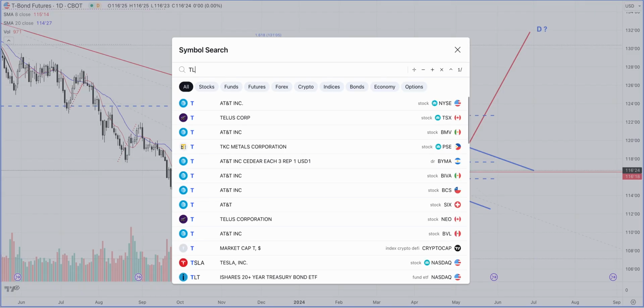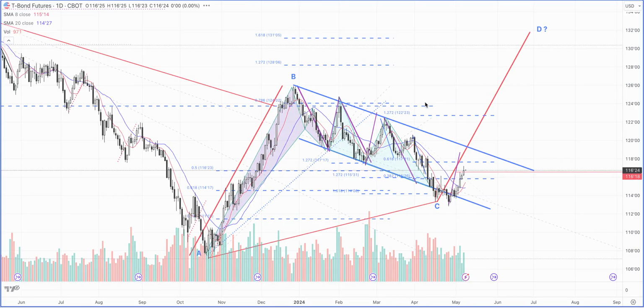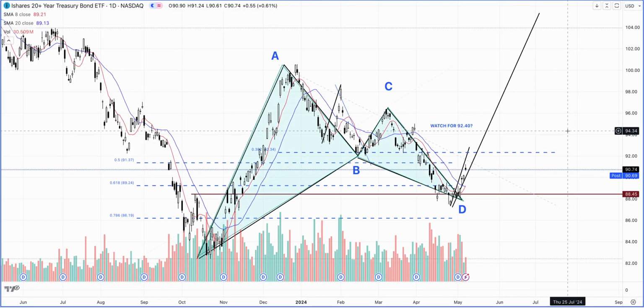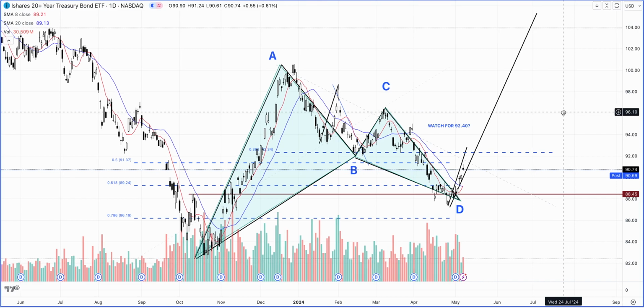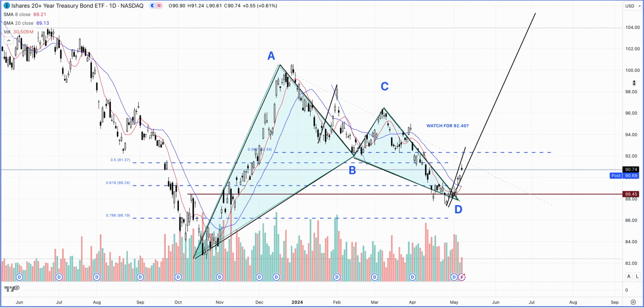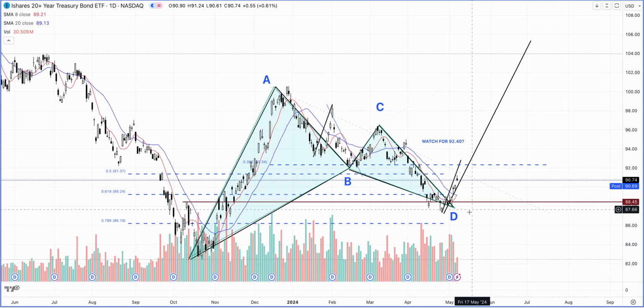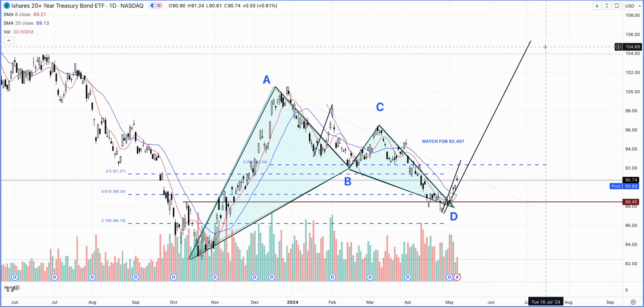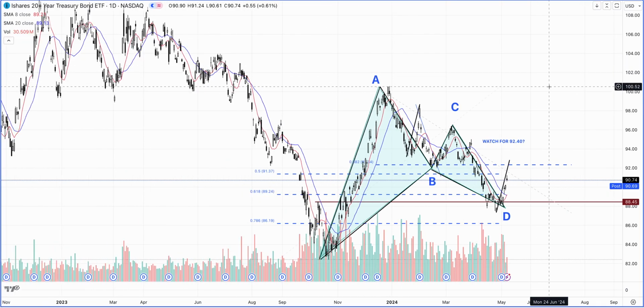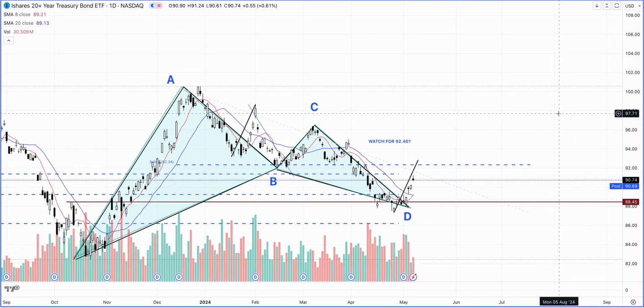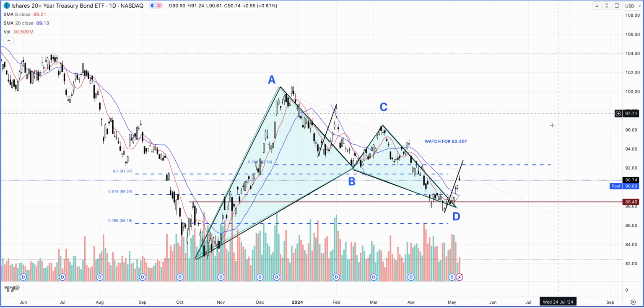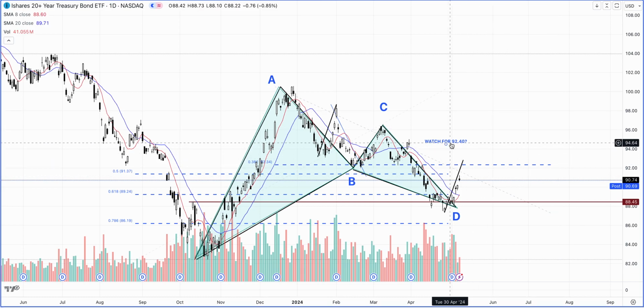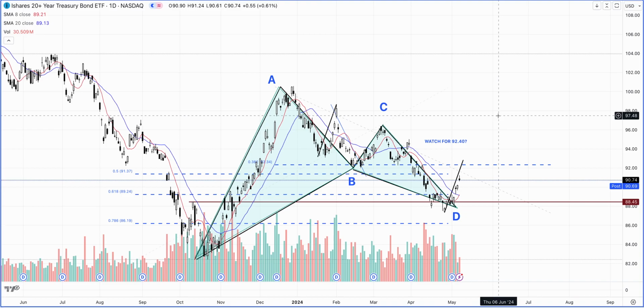And then if we take a look at the TLT, this is the iShares ETF for 20 plus year duration treasury bonds. We see a similar kind of pattern to the 30-year. And here, there's a possibility that we might be in this leg higher, and we can go quite a lot higher, but still remain in a bearish market. But it needs to get above the 92.40 level, in my opinion.